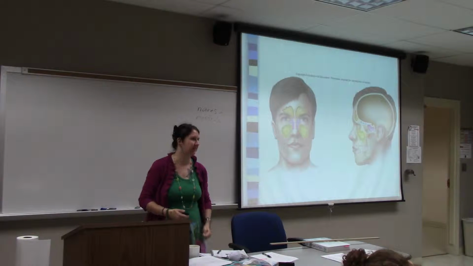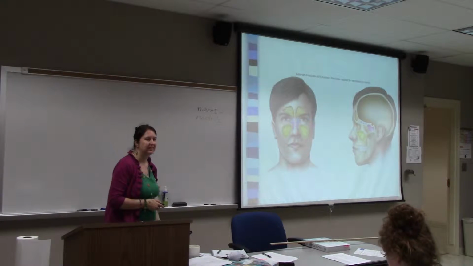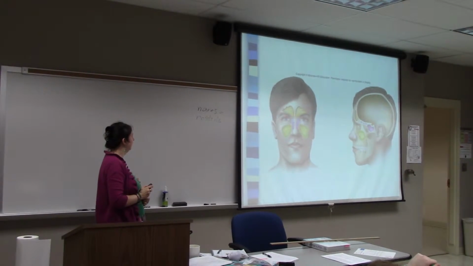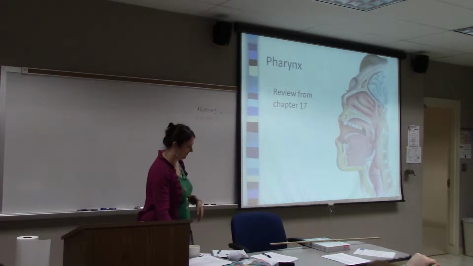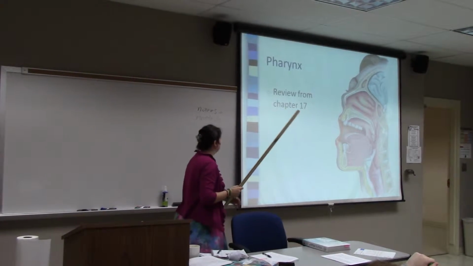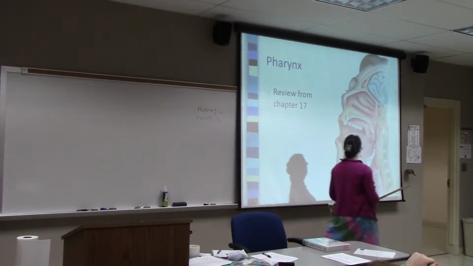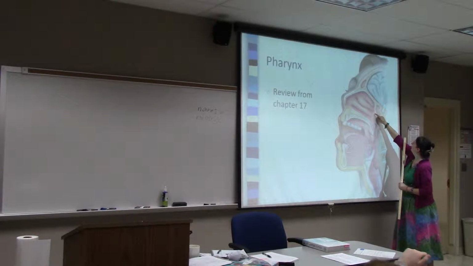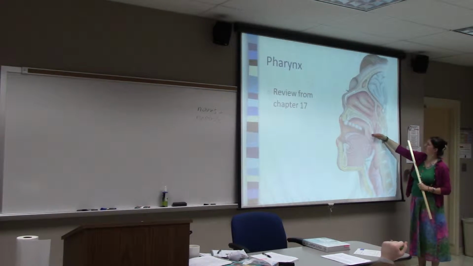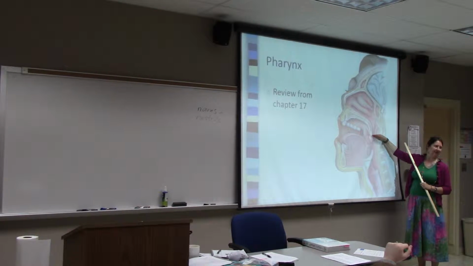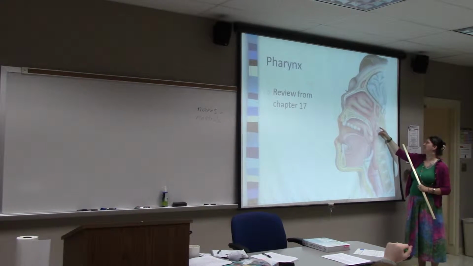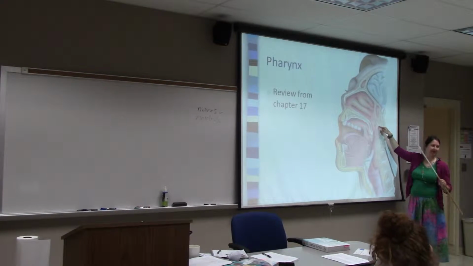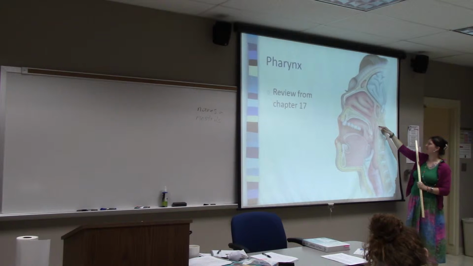Questions on sinuses? Pharynx, we already covered in the digestive chapter. Starting about here where it goes narrow, we get to, what's the first part? Nasopharynx. What kind of tonsil is in it? Pharyngeal, also known as adenoids.